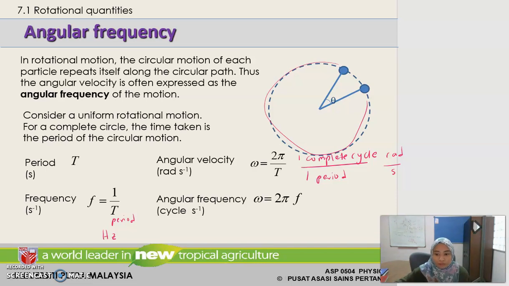Then we also have angular frequency. It's just the same thing, except that f equals 1 over t, and I'm just substituting f in place of t. If 2 pi over t, I substitute f into my 1 over t, that just means 1 over f, right? So 2 pi over 1 over f gives me 2 pi f. So omega is 2 pi over t or 2 pi f.